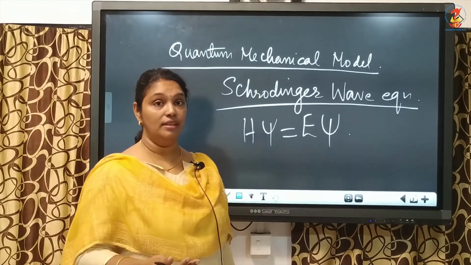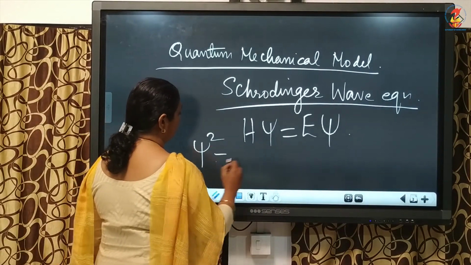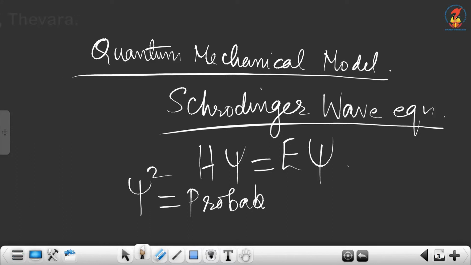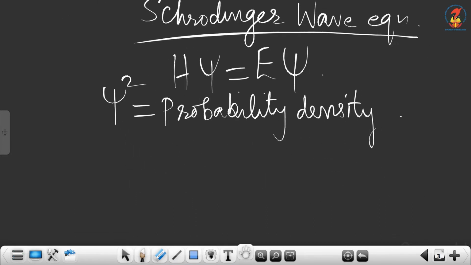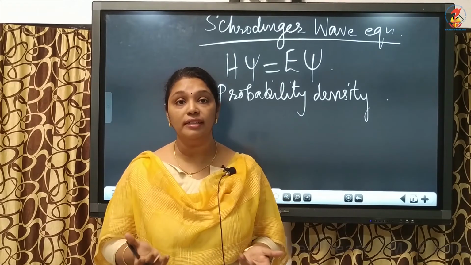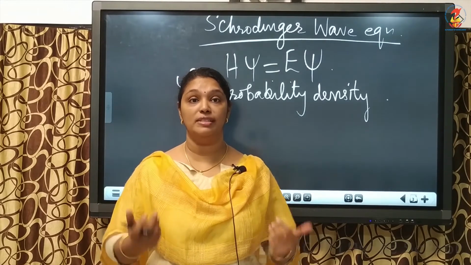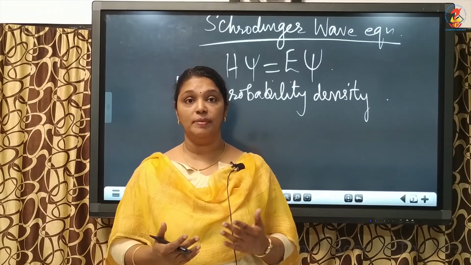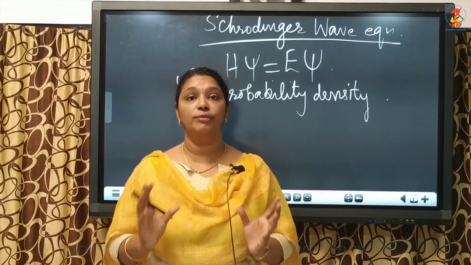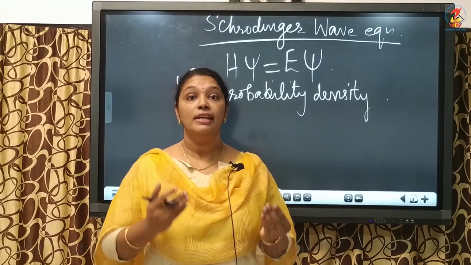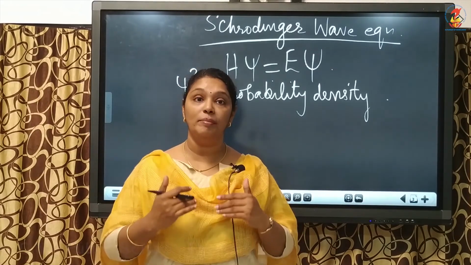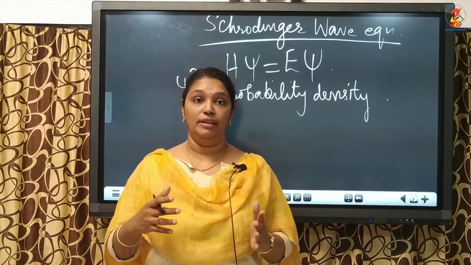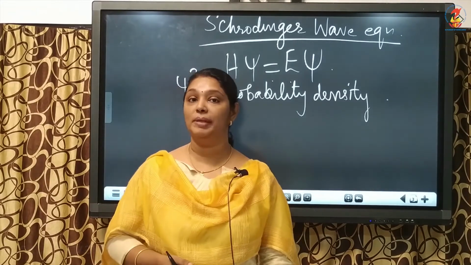Now we have another term called psi square. Psi square is called the probability density. Probability density gives the intensity of finding the electron at a particular point. That is probability density, because after Heisenberg's uncertainty principle, we don't have a particular position for finding the electron. So, psi square means the probability of finding the electron at a particular point, that is probability density.